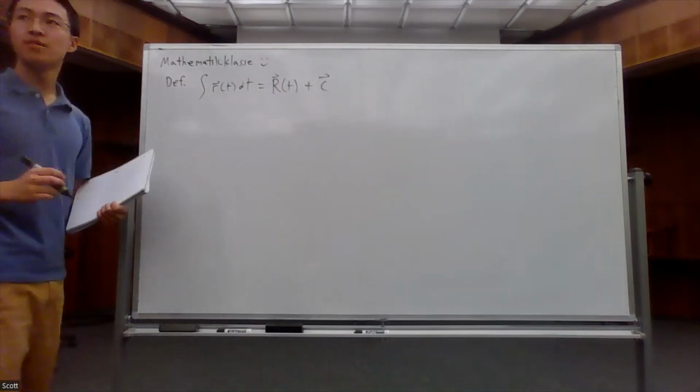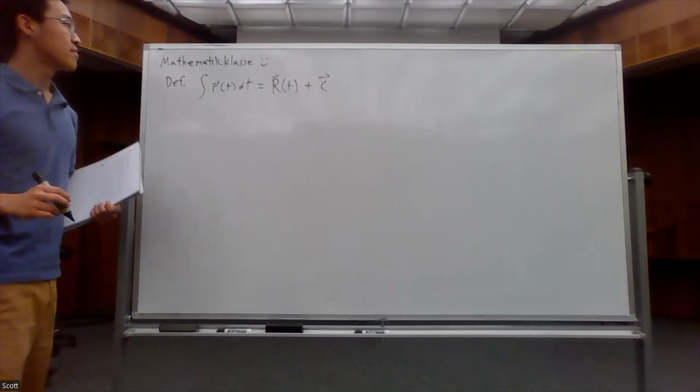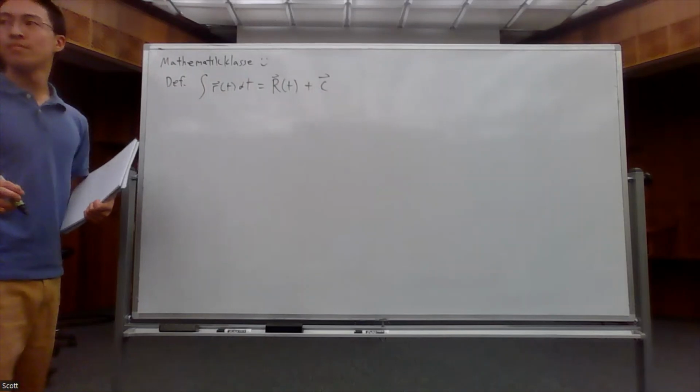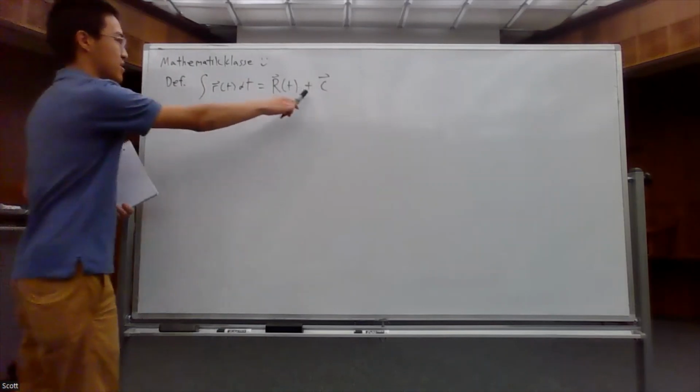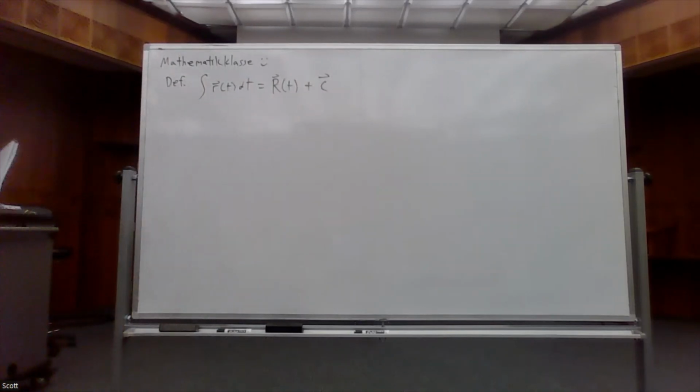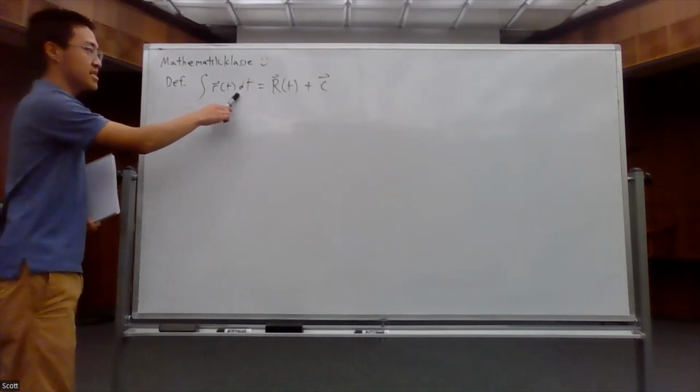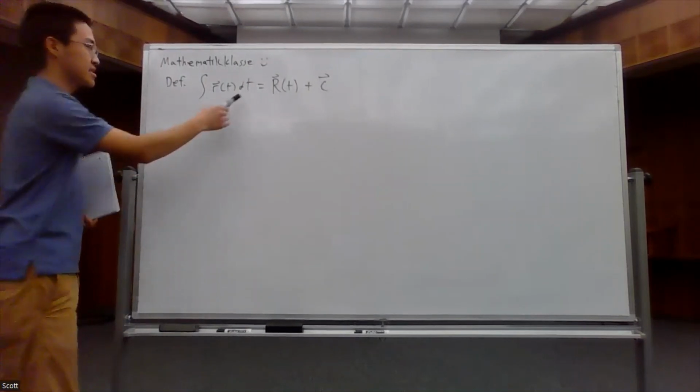What is that? Cross product or vector or t? That's a plus. R of t dt. Of dt. Yeah, because it's an integral.